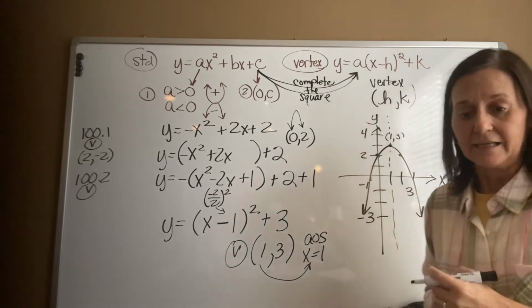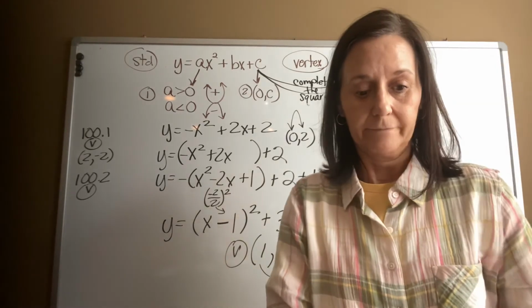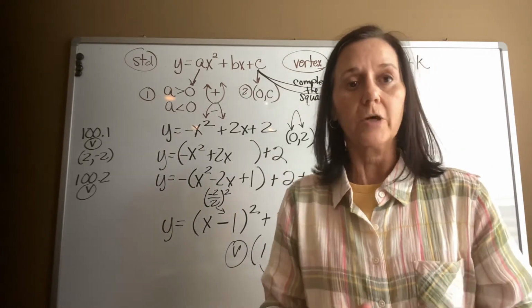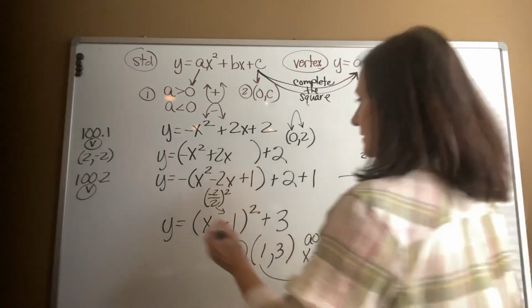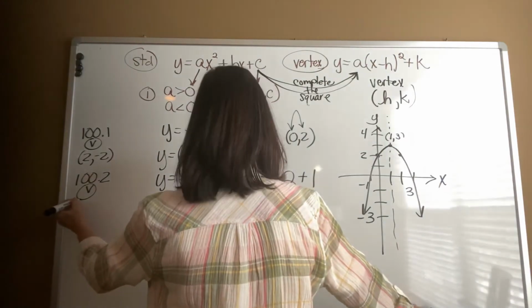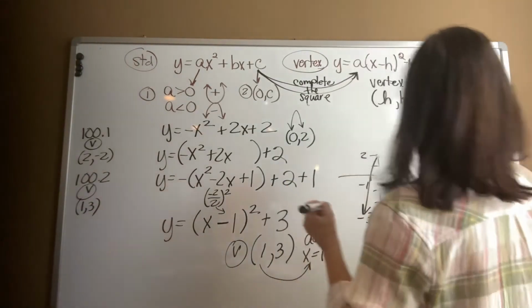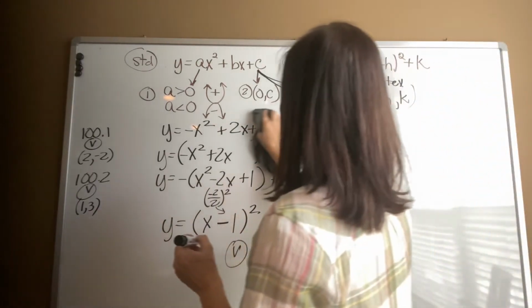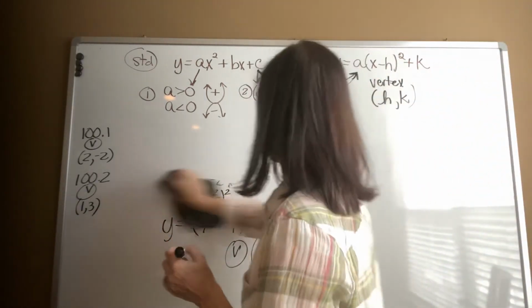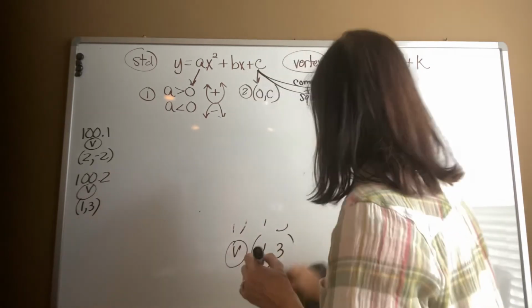And that is the parabola. Okay, let's do one more example from the book. Let's write this vertex: 1, 3. And I'm just going to go back and show you in a little bit how we can find that without completing the square, so you can check yourself.